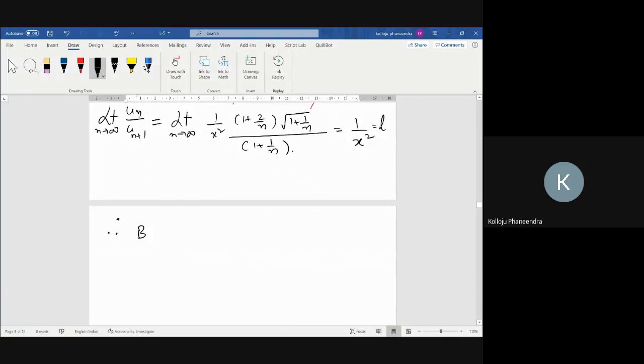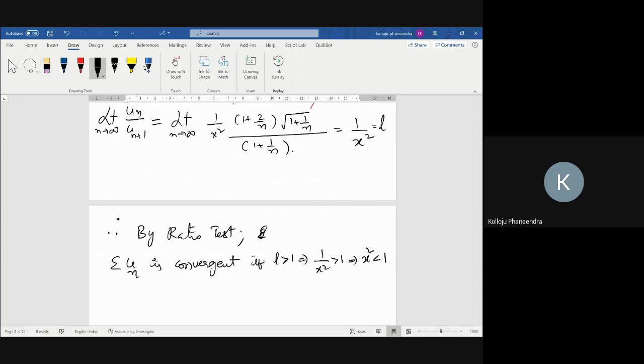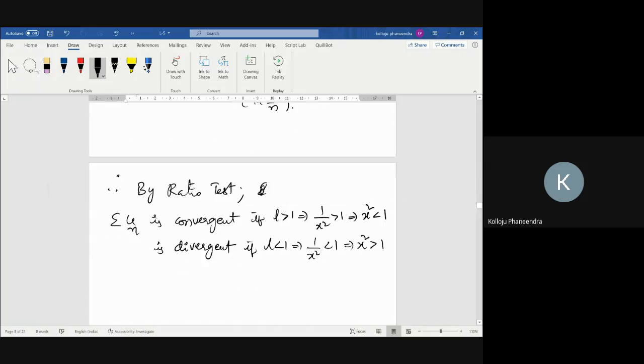Therefore, by ratio test, I will write here, by ratio test, sigma un is convergent if L value, if L is greater than 1, means what? 1 by x square greater than 1 means x square less than 1. And sigma un is divergent if L less than 1. That is 1 by x square less than 1 means x square greater than 1.